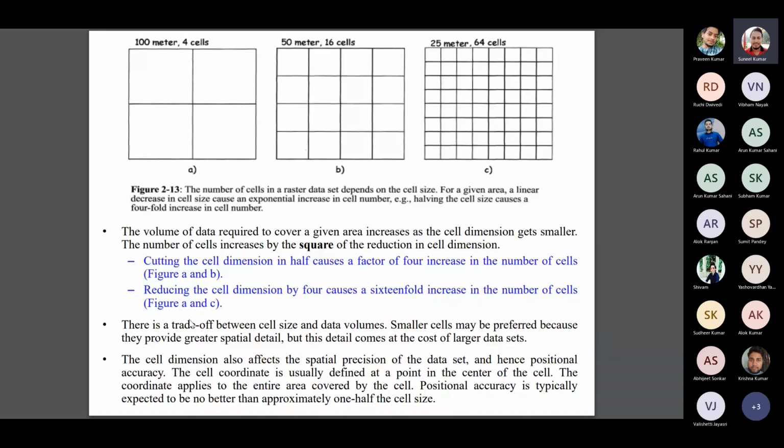Next thing is there is a trade-off between cell size and data volume. Why? Because when we try to reduce the cell size, the positional accuracy will improve. What is positional accuracy? When we talk about a raster, suppose there is some point. Ideally, a point does not have any area, isn't it? A point is a zero-dimensional entity. It will not cover any area. But when we talk about the cell inside the raster data, even a point will cover some area. When we say that at a particular xy or at a particular latitude, longitude, there is something present, like suppose there is some tree.